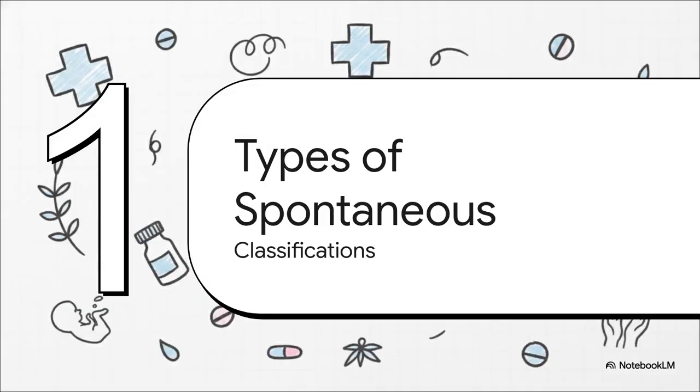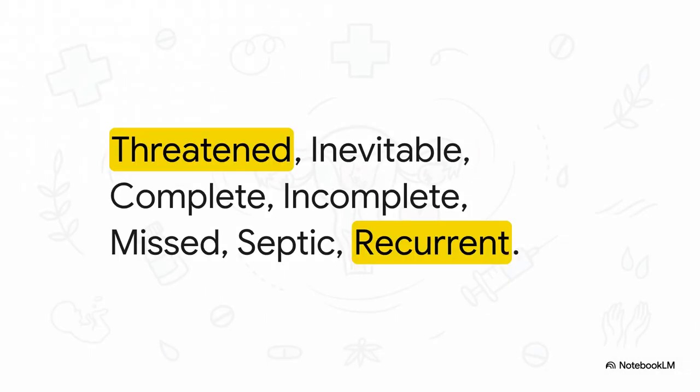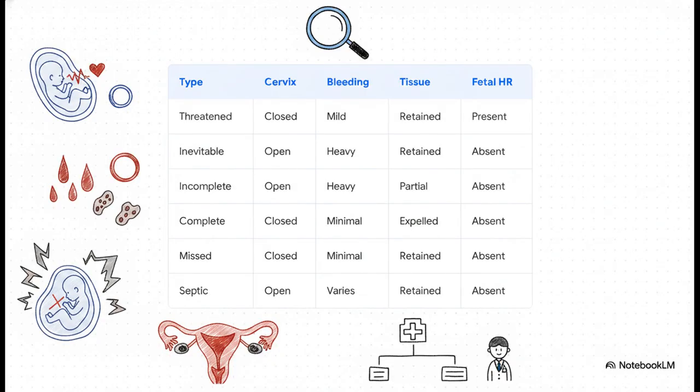Section 3, Types of Spontaneous Abortion and Their Clinical Classifications. A miscarriage isn't just one single event, so let's look at how doctors classify the different phases. To synthesize a massive amount of symptom data, medical and nursing education uses a really clever mnemonic, TIC-CMSR. That stands for threatened, inevitable, complete, incomplete, missed, septic, and recurrent. It's a brilliant little tool that helps professionals instantly identify the varied presentations of pregnancy loss. This is where we turn a mountain of symptom data into digestible, actionable facts.